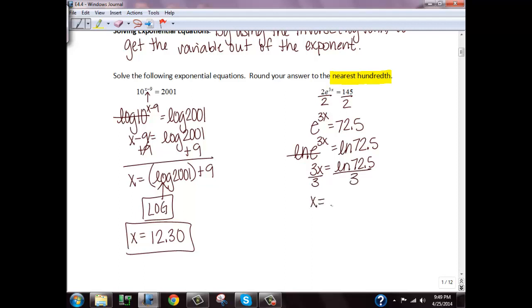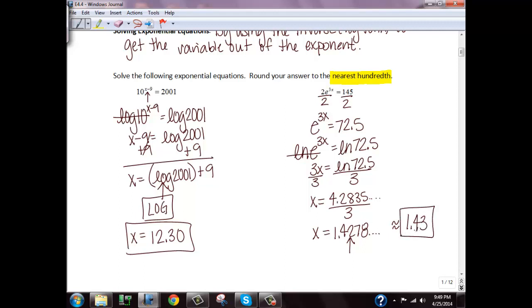So I do ln of 72.5, and I'll go ahead and write a few steps in here, which should give you 4.2835 and some more junk. And then we divide that by 3, which gives us 1.4278 and some more stuff. And then again, we're rounding to the nearest hundredth, which is our second decimal place. So this tells me that x is approximately 1.43.